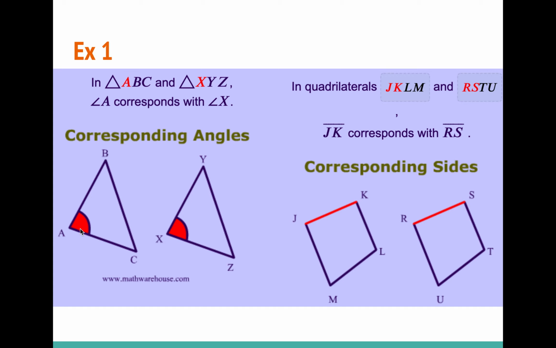Corresponding angles are colored red on angle A and angle X here. On the right hand side, we also have corresponding sides, and when we're talking about a side, we have two letters, JK and RS, and you will see that they correspond to each other. From the statement on the very top, I have JK, the first two letters, that's one side, and the first two letters in the second one will match. So we call the matching part corresponding, and we also color it red on this side here for you.